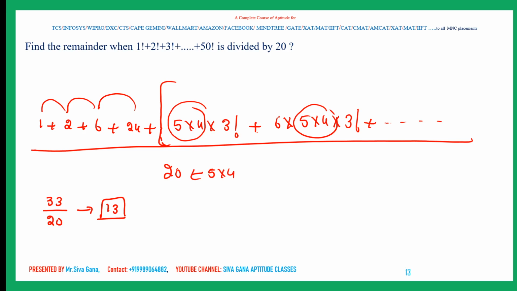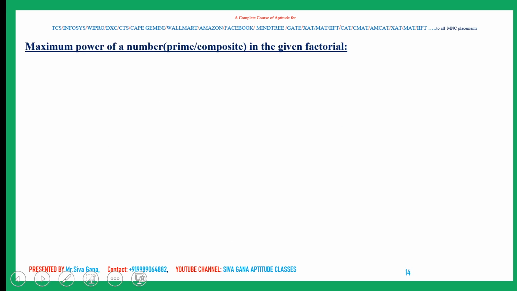This is also a previously asked question, my dear aspirants, viewers. Next, the maximum power of a number, whether it is prime or composite, in the given factorial. Very important concept. Let us see what this concept is. For example, 7 factorial is given.